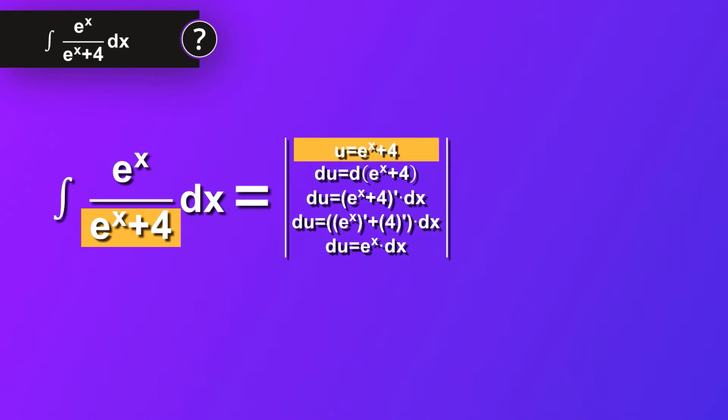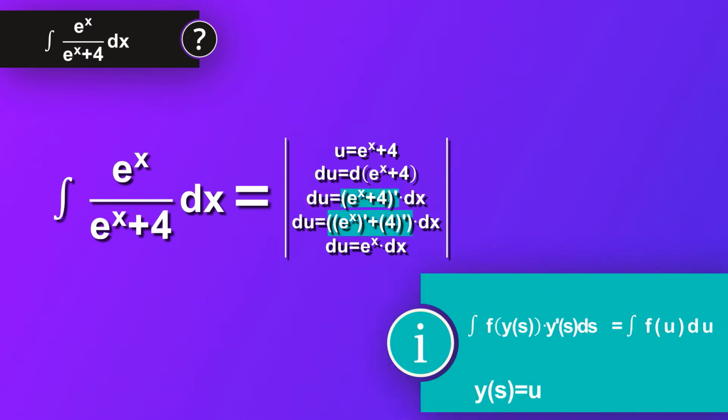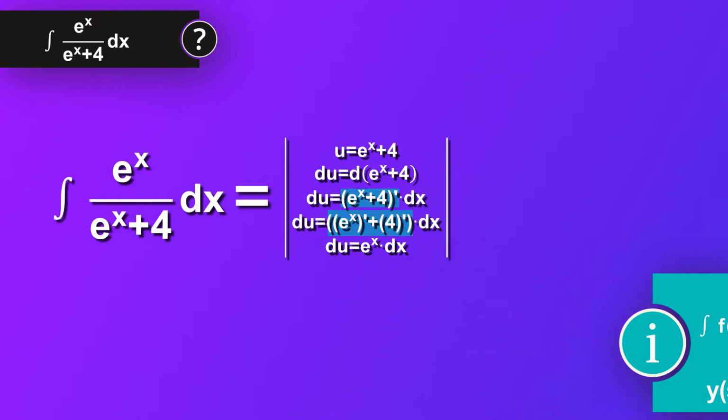We also have to know what the derivative of u is. So we write derivative of u equals d of e raised to x plus 4. We've got du is equal to the derivative of e raised to x plus 4 multiplied by dx. From rules that we can apply to derivatives, we know that the derivative of e raised to x plus 4 equals derivative of e raised to x plus derivative of 4. And the whole expression is multiplied by dx.